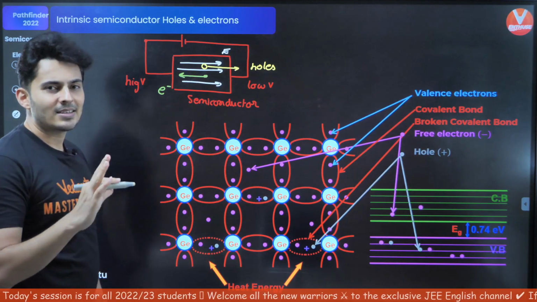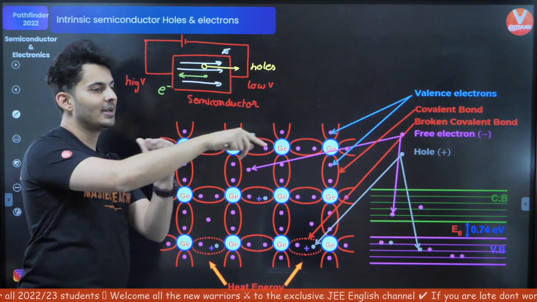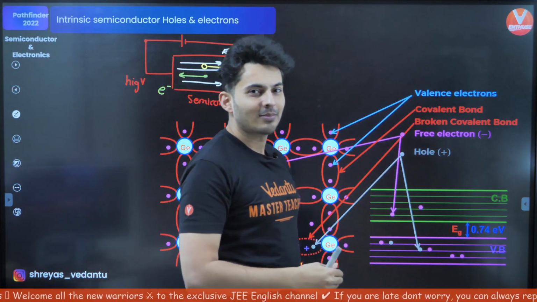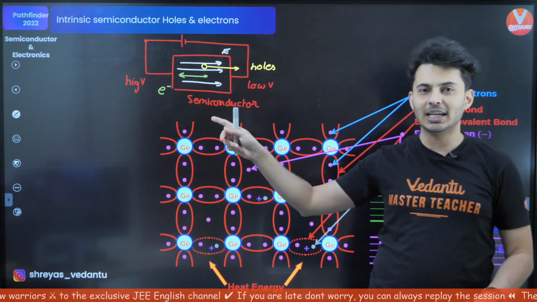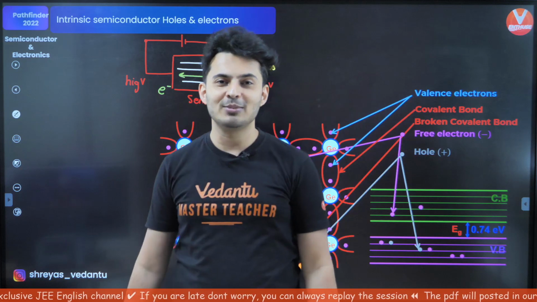So guys, answer a simple thing. If electrons go like that, holes go like that, the total current will be cancelled? Will the net current be 0? Electron going like that, hole going like that, will the net current be 0? No, this is where many students make a mistake.